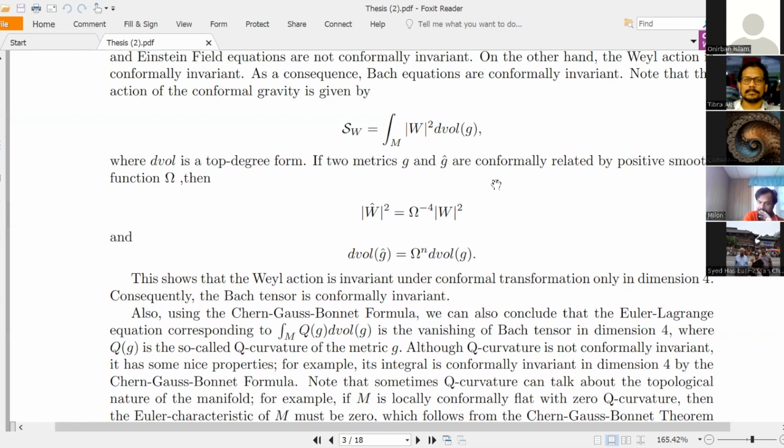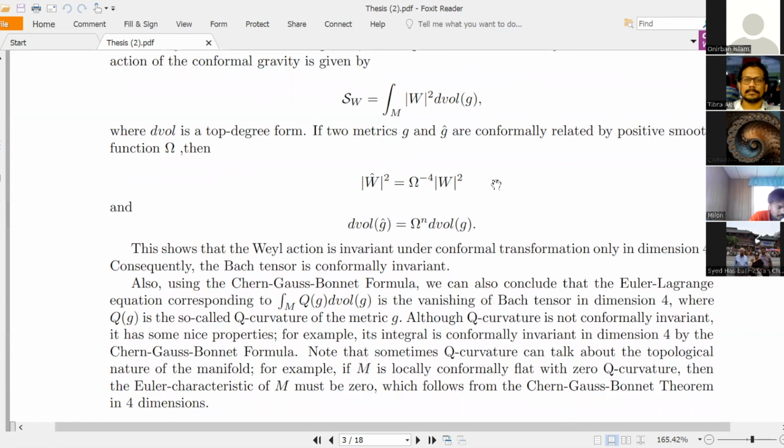I have no geometric understanding of why this is happening in 4 dimensions, why 4 dimension is that bizarre. Mathematically, it is just obvious. So that's the conformal invariance of the Weyl action.